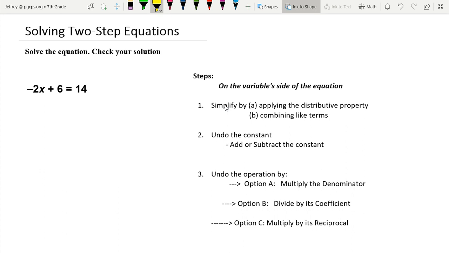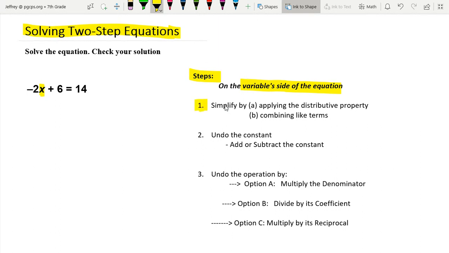Hello, students. So let's talk about solving two-step equations. Now, as you can see, I wrote here the steps. When we solve equations, our goal is to always isolate the variable, okay? For us to isolate the variable, we need to look at the variable side of the equation. So here are the steps.